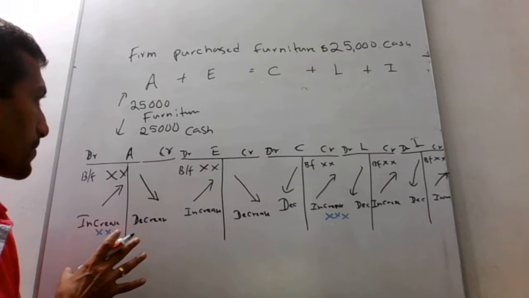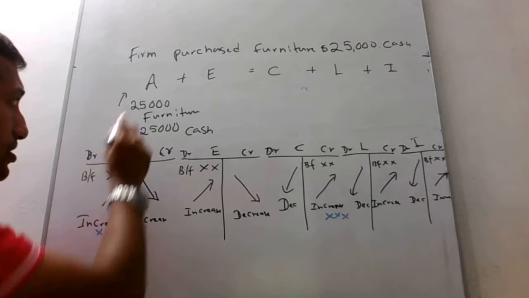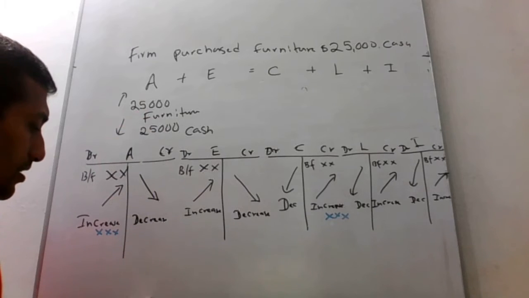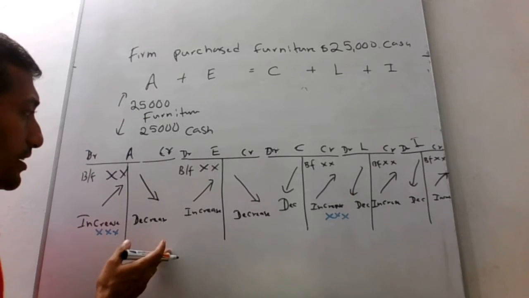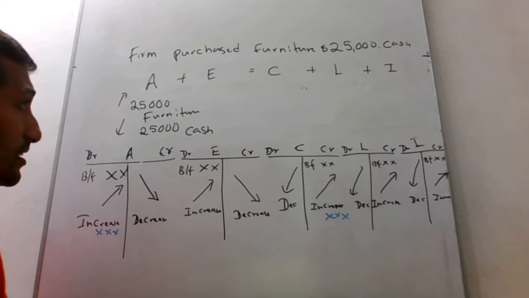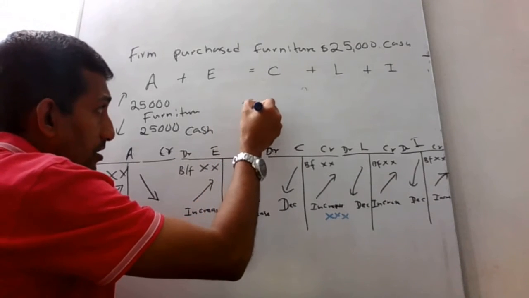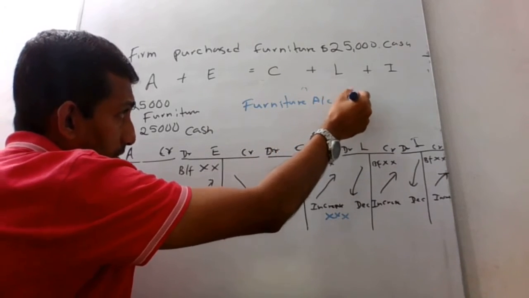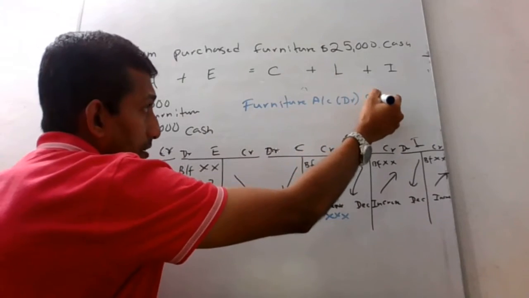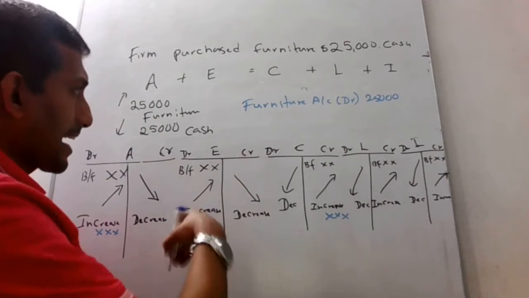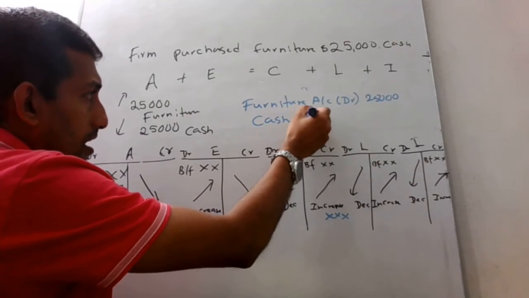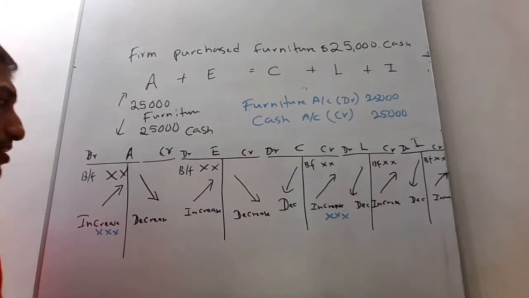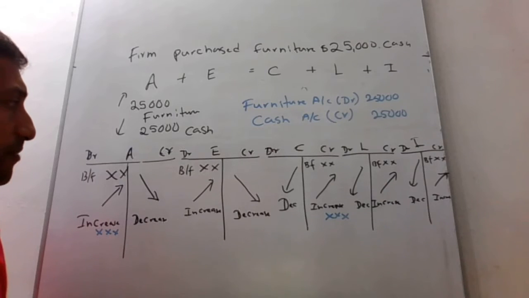So if I put it in here, you can see one asset increasing, which is the furniture. So your furniture is going to increase and the cash is reducing. Cash is also reducing, it's a decrease. So we can write the entry as furniture account debit, because it's increasing, we debit 25,000, cash account credit 25,000 because it's reducing.